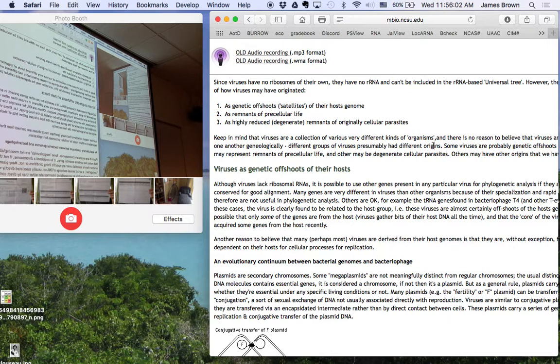I think there are clear examples of this. Two, they may be relics of very, very early forms in the evolution of life. I think there is not good evidence for this. And three, they may be highly reduced remnants of what used to be obligate intracellular organisms. And I think there's increasing evidence for examples of this.